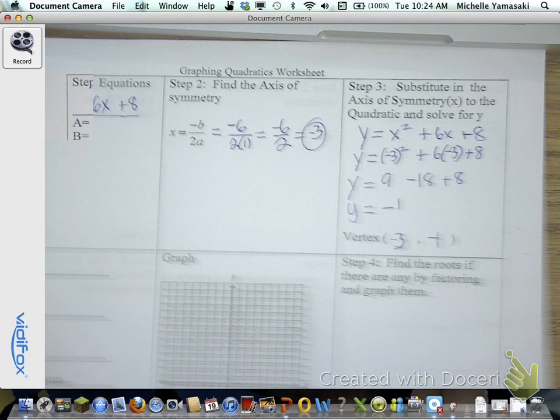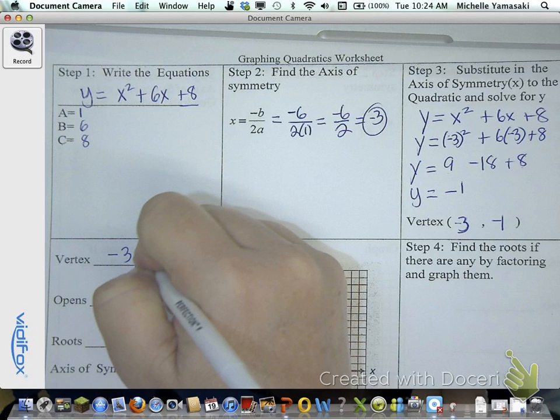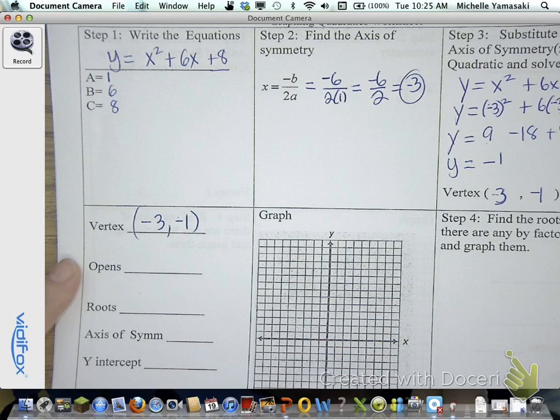Comma, negative 1. Okay, Neve, which way does it open? Since we have a positive, it opens up. Okay, axis of symmetry. Let's go with Grant Blair. Negative 3. Negative 3.